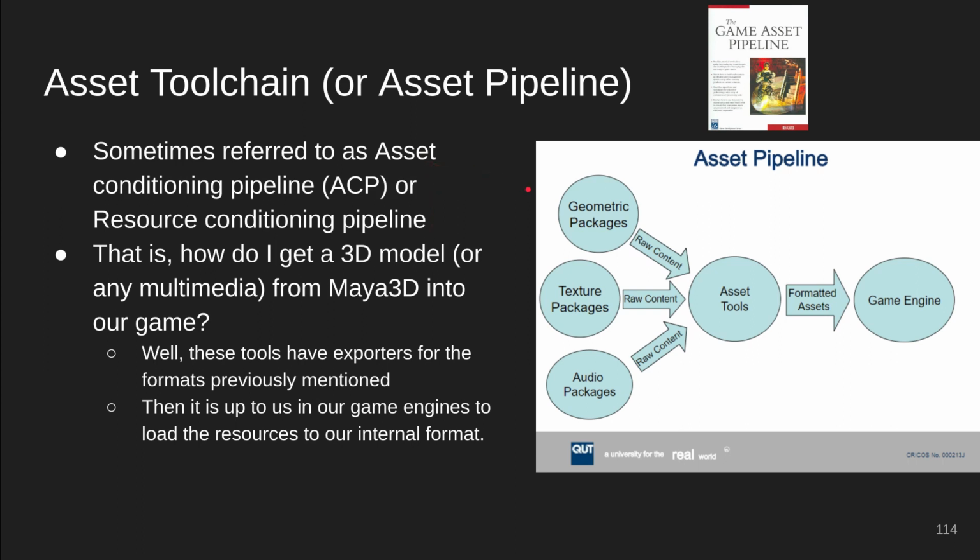And something we want to consider too, or maybe that you haven't thought about, is the asset toolchain or the asset conditioning pipeline, which is how do you take some of this data from these tools and format it in a way so that your game engine understands. Sometimes people go as far as building plugins for Maya 3D that can export the data in the exact right format that the game engine understands. That's perfectly normal. Okay, and then it's up to the game engines to load those resources in that format.